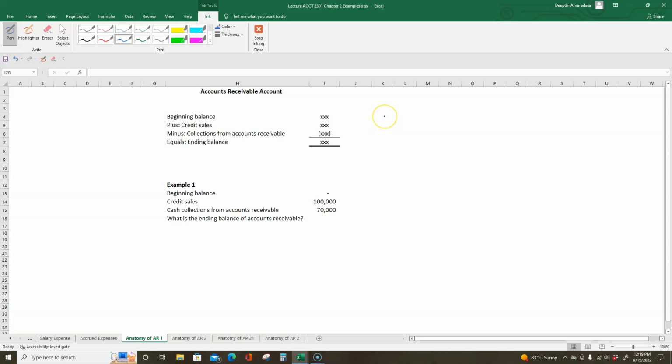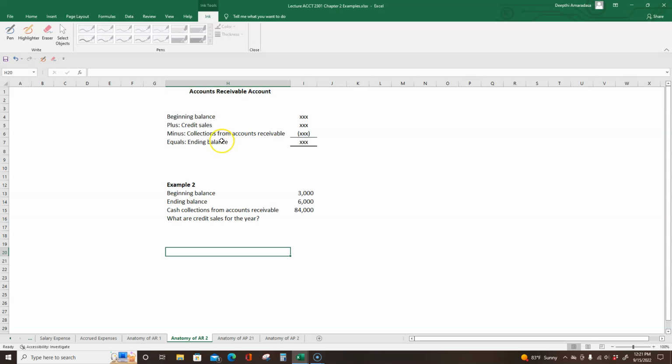They told us that the beginning balance is 0, so let's put that here. They told us credit sales were $100,000, so $100,000 gets added to the beginning balance. Then you subtract any collections. They told us that collections was $70,000. $100,000 minus $70,000 gives us an ending balance of $30,000. So what is the ending balance of accounts receivable? It's $30,000.